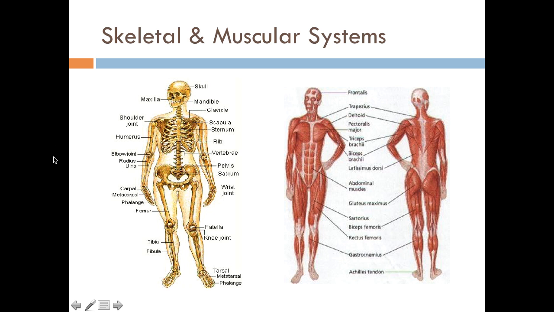Today we're going to talk about skeletal and muscular systems. The diagram on the left is a picture of the skeletal system and the different types of bones, what they're called. And then the diagram on the right is of the muscular system, and it shows pictures of what each muscle is called.